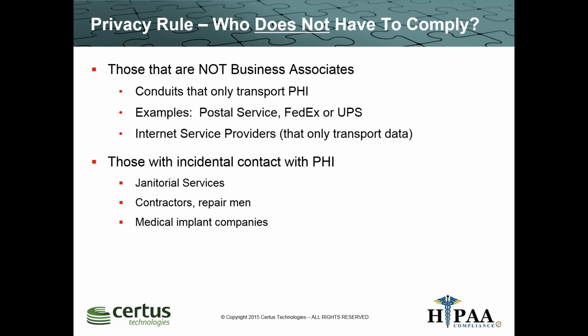Who doesn't have to comply with the privacy rules? Well, that basically includes companies that transport PHI but otherwise can't see it. So those that transport it, and I put on here the Postal Service, FedEx, UPS, they're not accessing, they can't see that protected health information, so they are actually excluded. They do not have to comply with HIPAA. Similarly and interestingly, internet service providers like Optimum or Comcast or whoever you use for internet, they also don't need to have a business associate agreement.